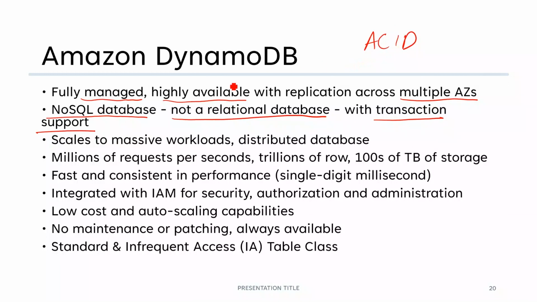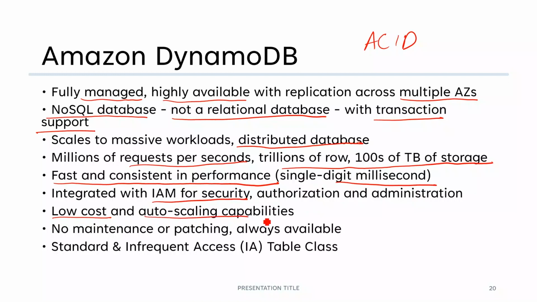It has transaction support. It scales to massive workloads, a distributed database, millions of requests per second, trillions of rows, hundreds of TB of storage, fast and consistent in performance, single digit millisecond latency, integrated with IAM for security, authorization and administration, obviously that is common for most of the services, low cost and auto scaling capabilities, no maintenance or patching, always available, and it has standard and infrequent access table classes.